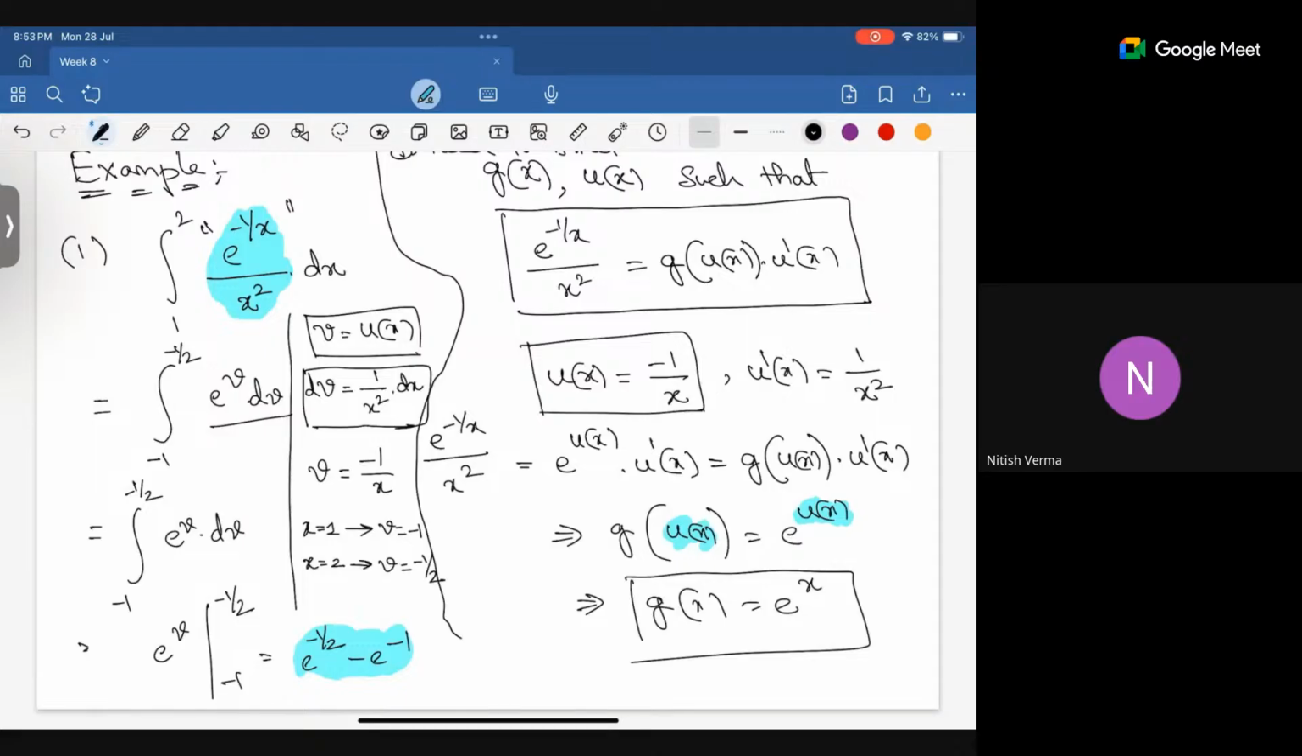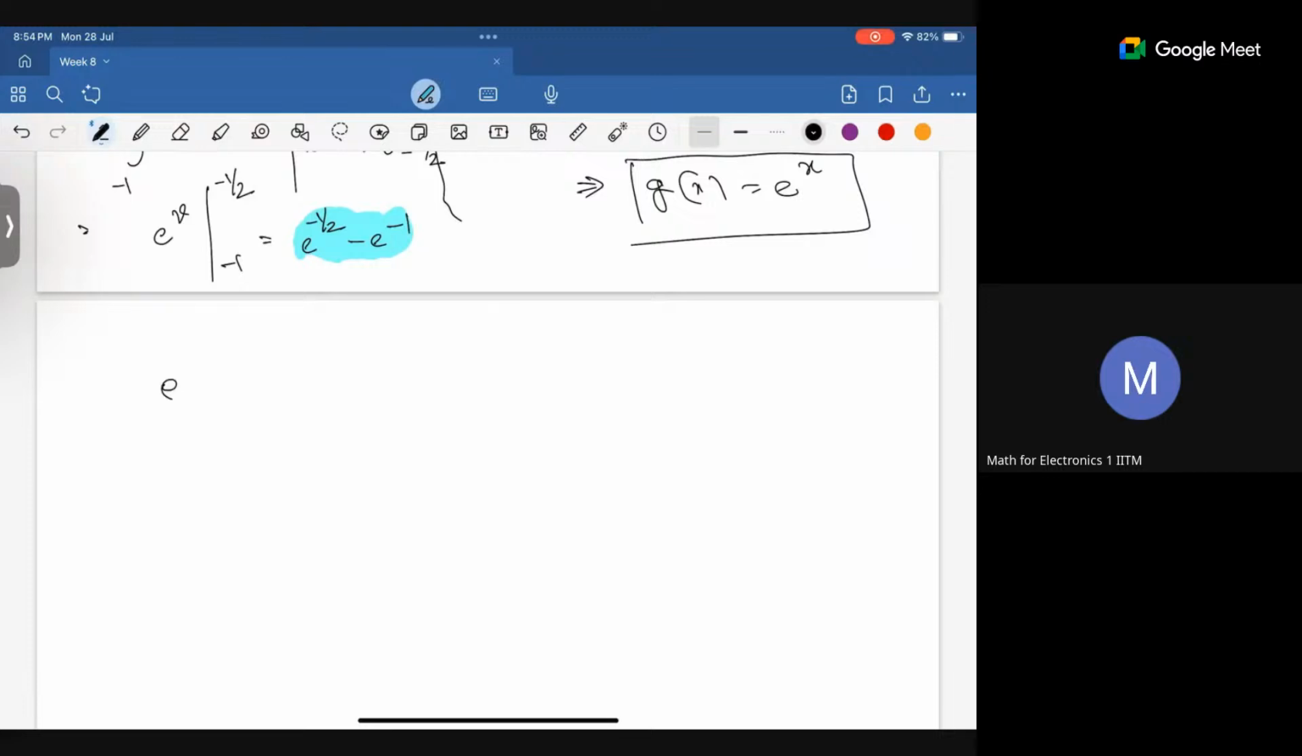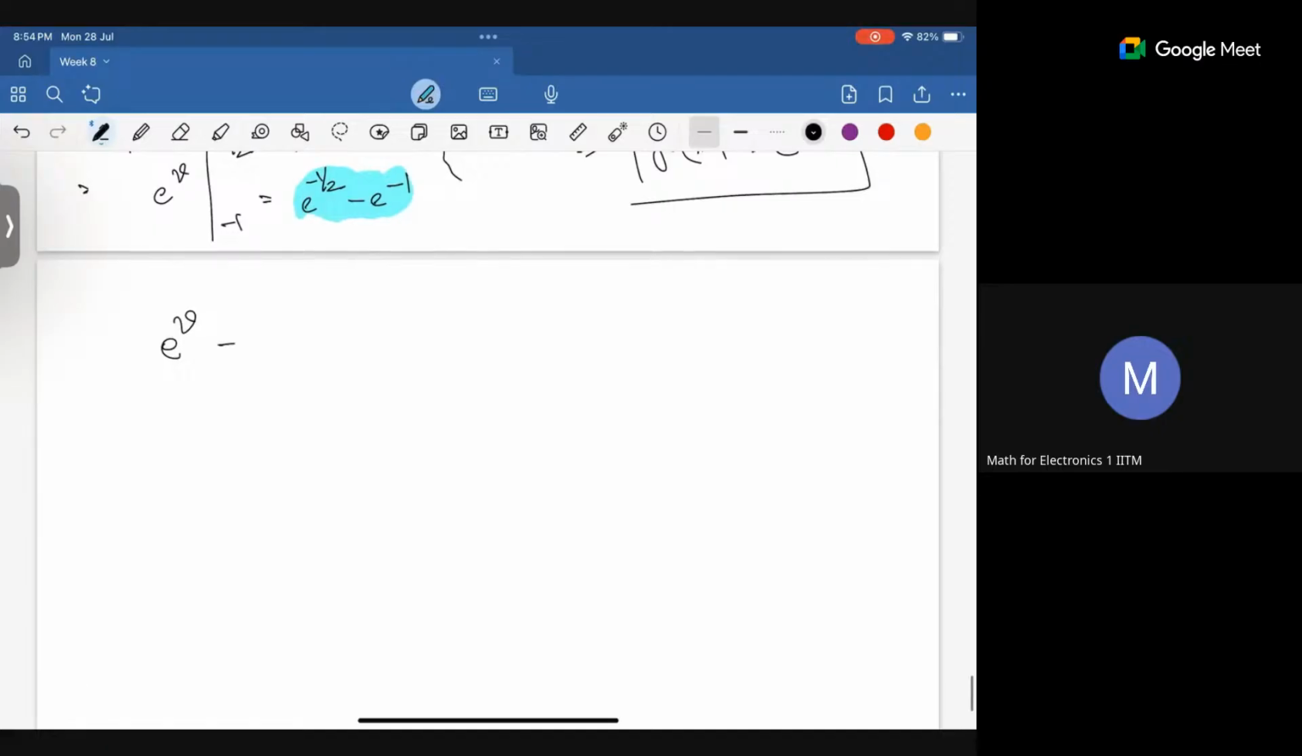You can also do it that way. Once you have e power v as the antiderivative for e power v, all you are saying is I will go back to e power u of x. I will replace v by u of x, and it will simply be e power minus 1 by x, and then the limits are 2 to 1. Even here we get the same thing: e power minus half minus e power minus 1. Right, you are correct.